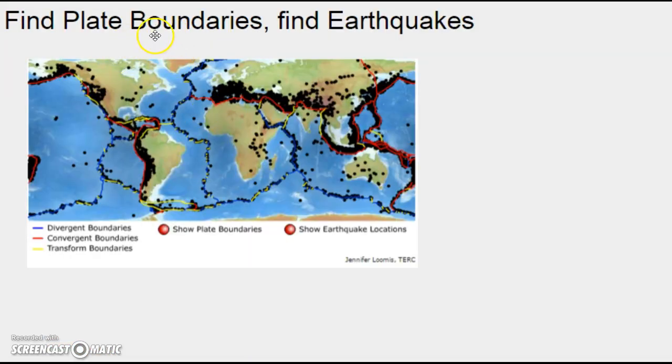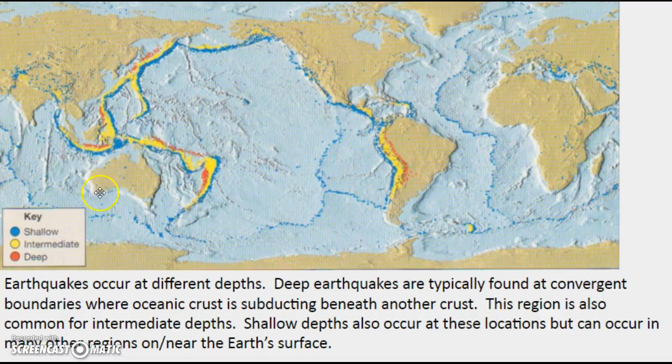But here I have where we find plate boundaries, we find earthquakes. And so where I see the dark, I find all kinds of earthquakes, and I find earthquakes along the plate boundaries for the most part. There's some scattered intermixed in there, but for the most part we find earthquakes where we find plate boundaries. But we can also find shallow, intermediate, and deep earthquakes. Earthquakes occur at different depths.